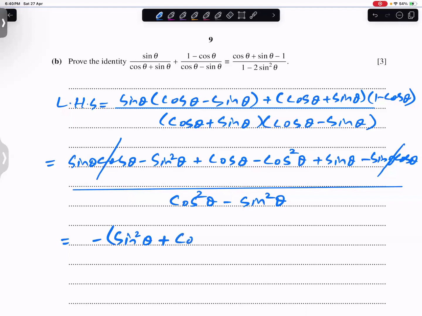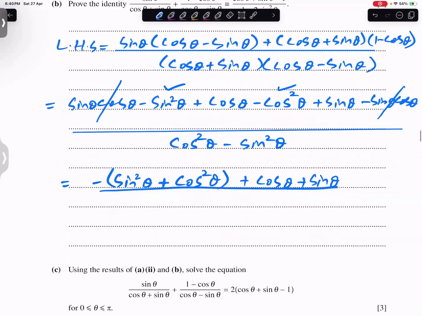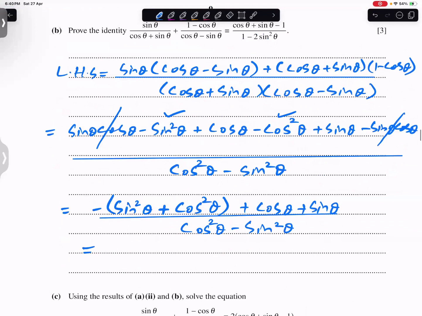So sine square theta plus cos square theta. Okay. And then plus cos theta plus sine theta. What will happen with sine square plus cos square, Ahmed? This will be 1. So this will become 1. So let's write cos theta plus sine theta minus 1, because sine square plus cos square is 1.